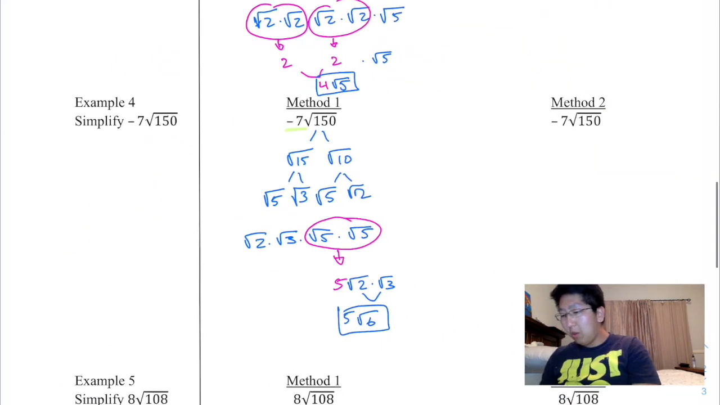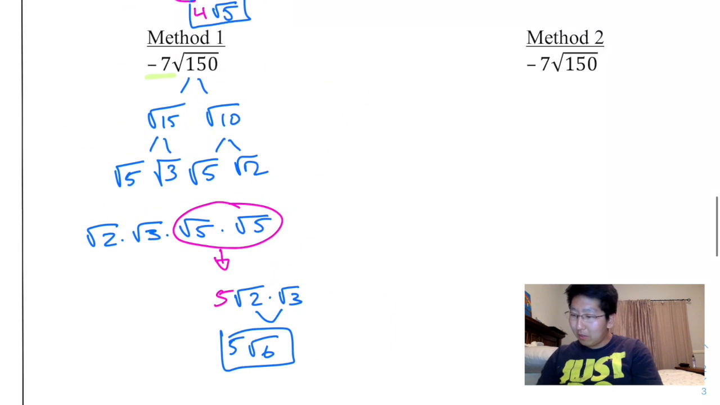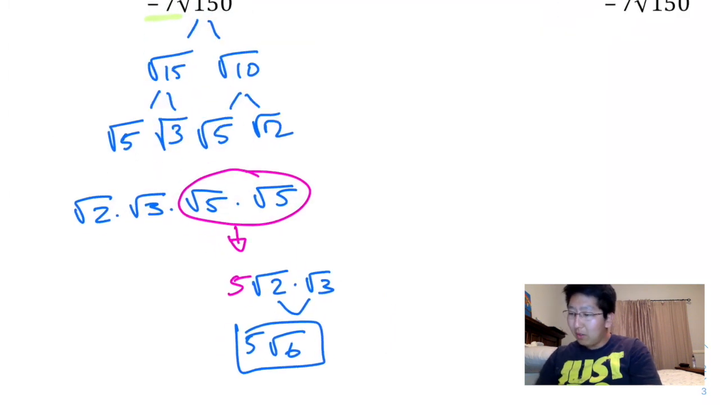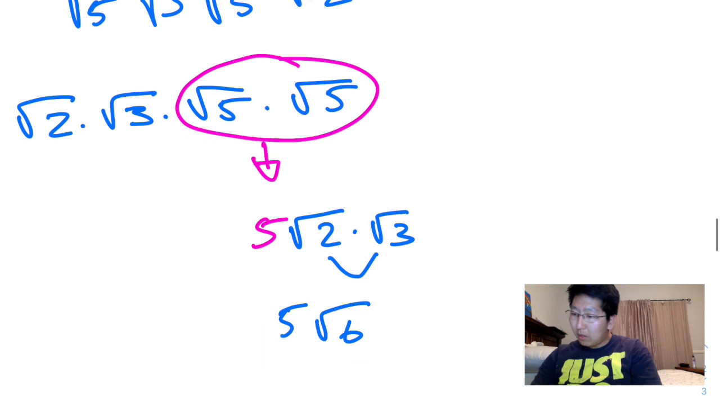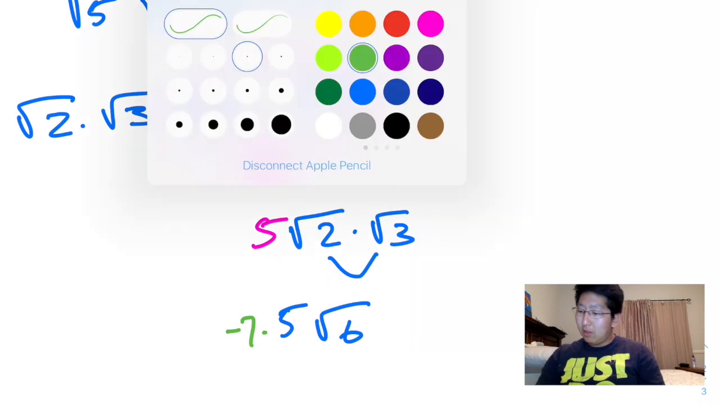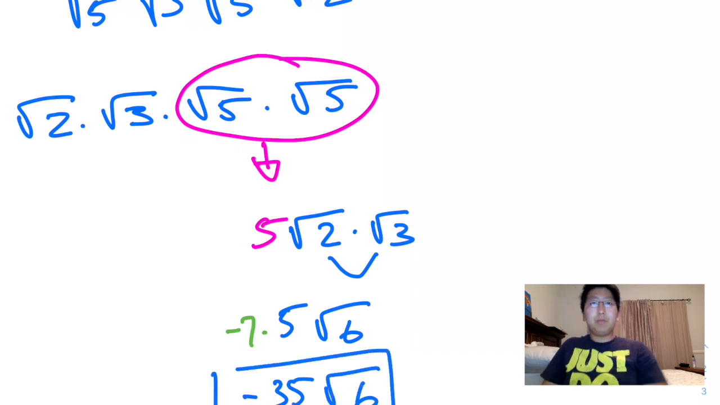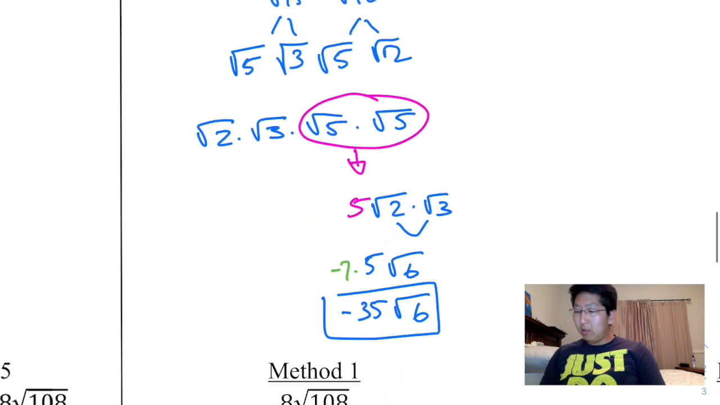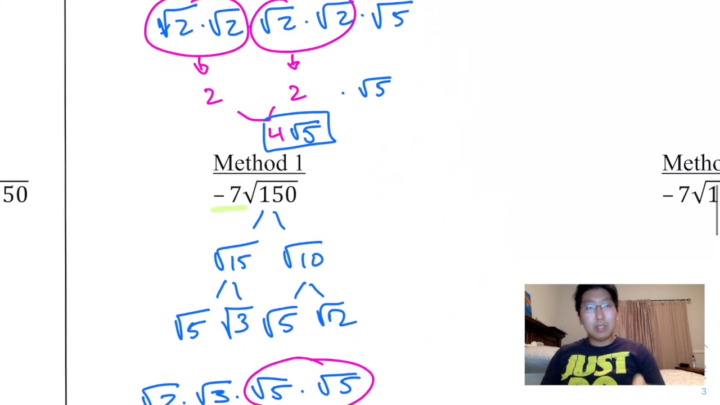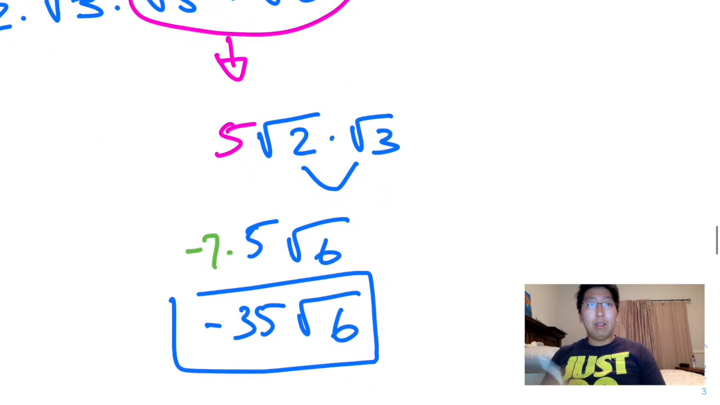Oh, and we're not done because we still have our -7. I told you to save that, right? So -7. And right here we just need to multiply -7 times 5 and we get -35 square root of 6. So that number that we saved, that just means that it's already out, the whole number is out, and we're just going to multiply that by the 5.